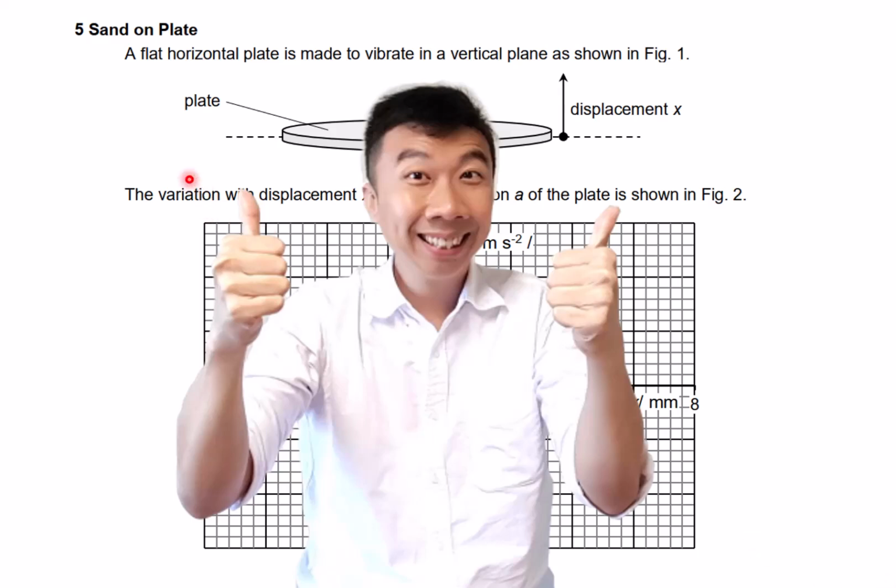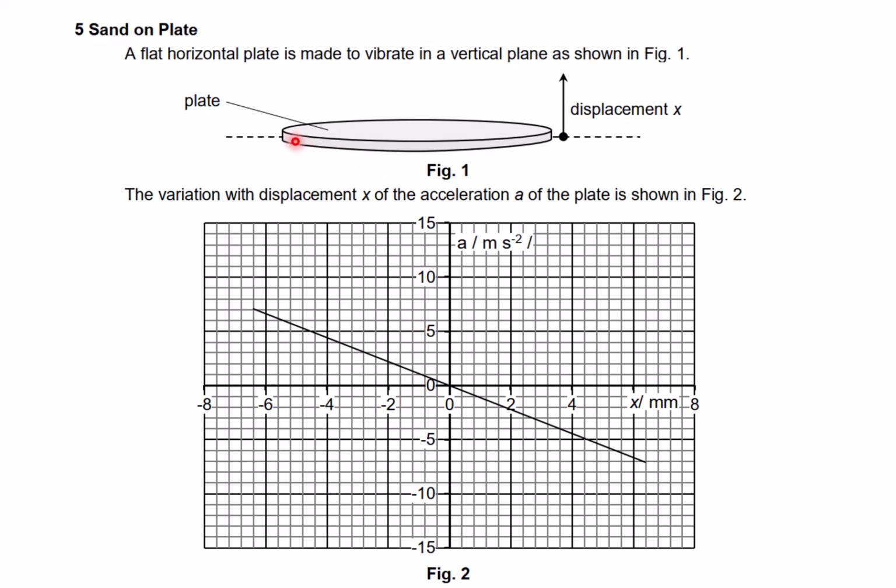In this video, I'll be going through question 5 of the oscillations revision package. Let's get started. This question talks about a plate that's vibrating up and down, so it's oscillating up and down, and we're given this graph that shows the acceleration of the plate at different displacements.